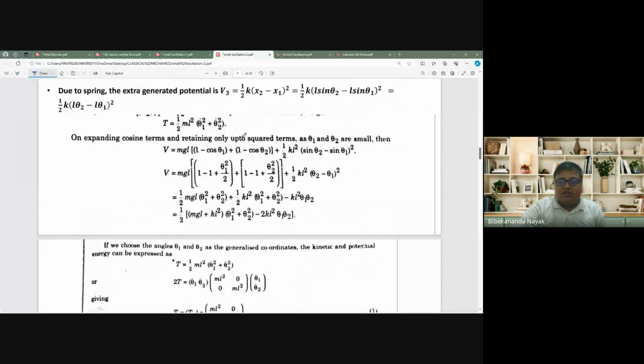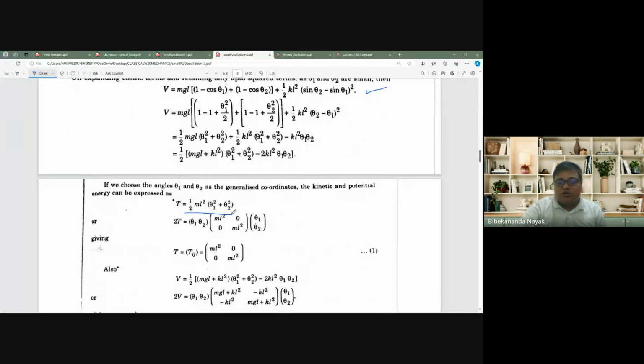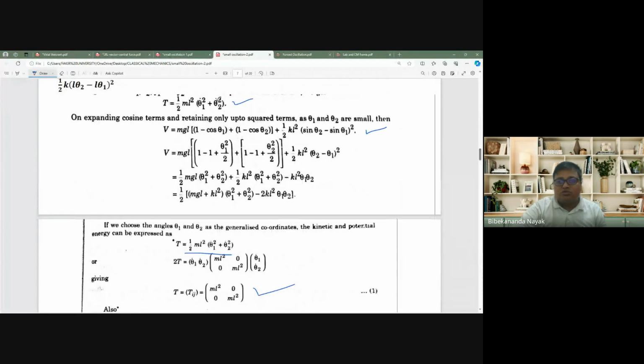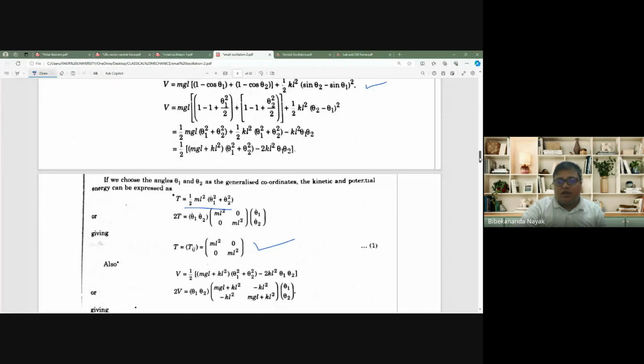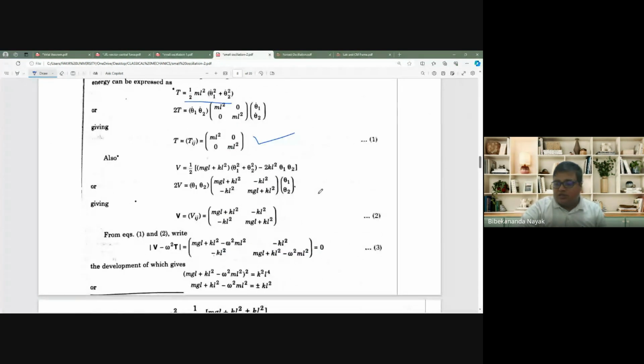Kinetic energy is half m L square times (theta 1 dot square plus theta 2 dot square). Potential energy we got this one. Now simplifying it and writing the tensor, T ij is equal to m l square, 0, 0, m l square. From this we got this, because m l square is the coefficient of theta 1 dot square and theta 2 dot square, and the off-diagonal is 0. In the potential, theta 1 square is multiplied by mgl plus k l square, and similarly theta 2 square, so you can get that.